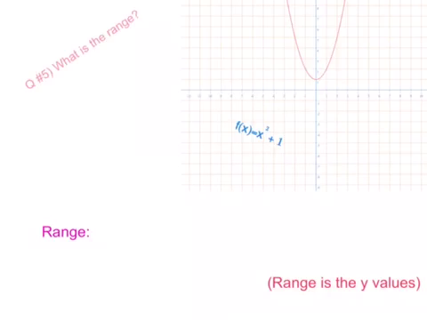Okay, so on to what is range. As you can see, range is the y values. So, up and down, vertically. The graph keeps going up and up and up, and it basically has no end. So, just like our domain, the range would be negative infinity to infinity.